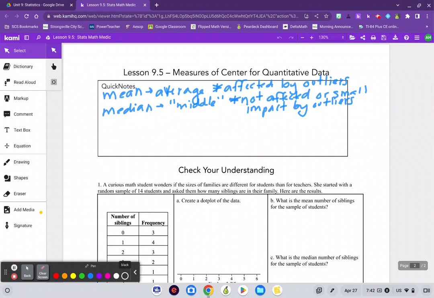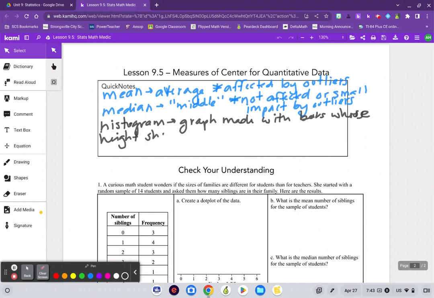The other thing I want to talk about is the histogram that we made. So a histogram is a graph made with bars whose height shows the frequency data occurs within that interval.